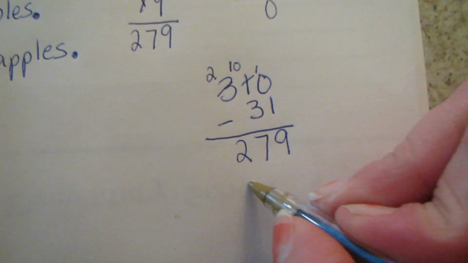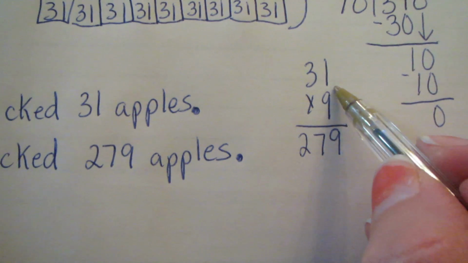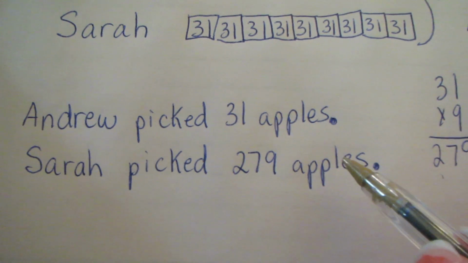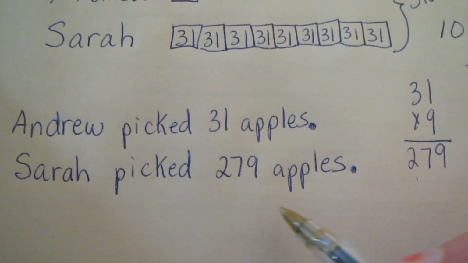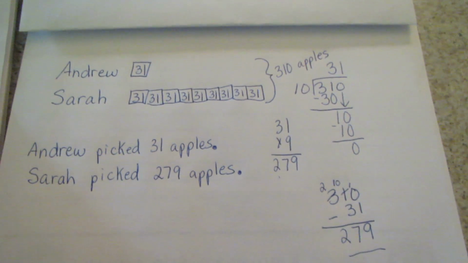So as you can see, we got 279, which is the same thing we got when we multiplied 31 times 9. So again, Andrew picked 31 apples, Sarah picked 279 apples. And that is solving a problem using drawing a diagram.